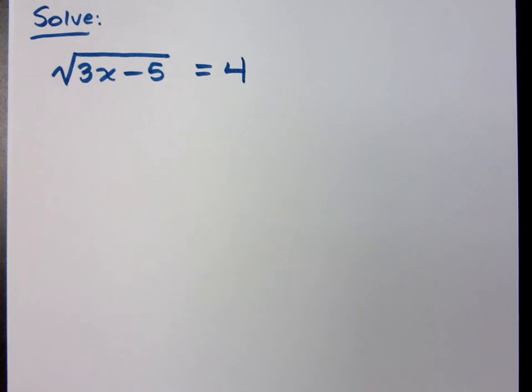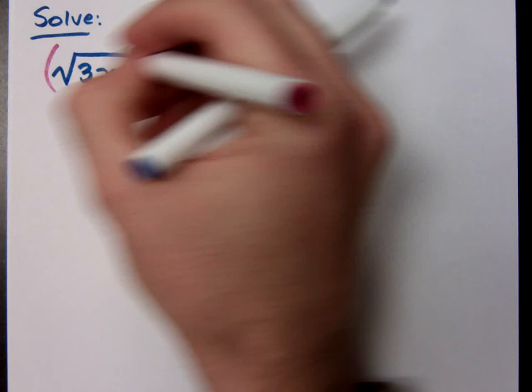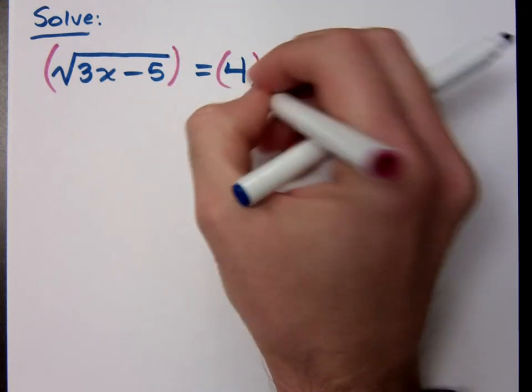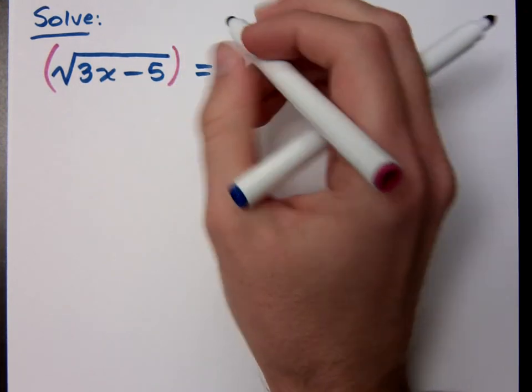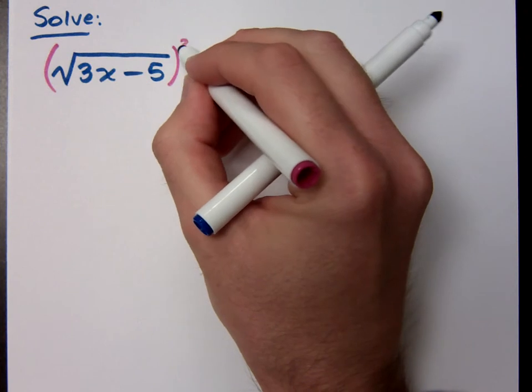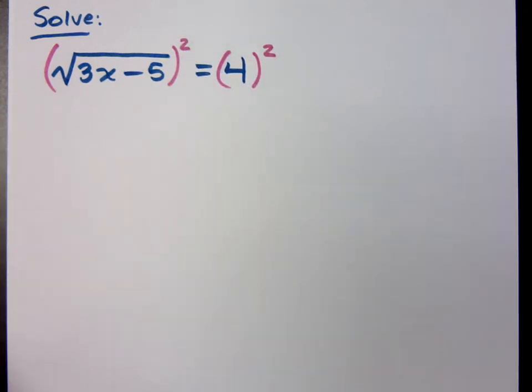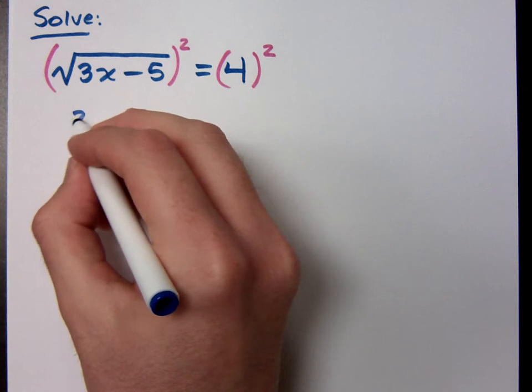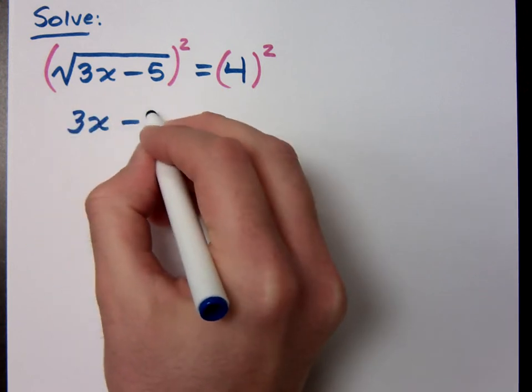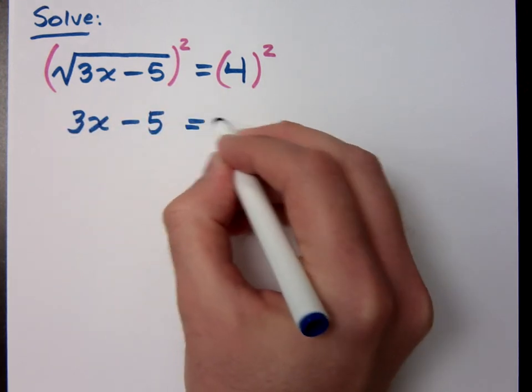Step 2 says use the power property. That means I have to raise both sides to the same power. So what's the power? It's the second power, so I get what on the left side? 16. 3x minus 5 is equal to 16.